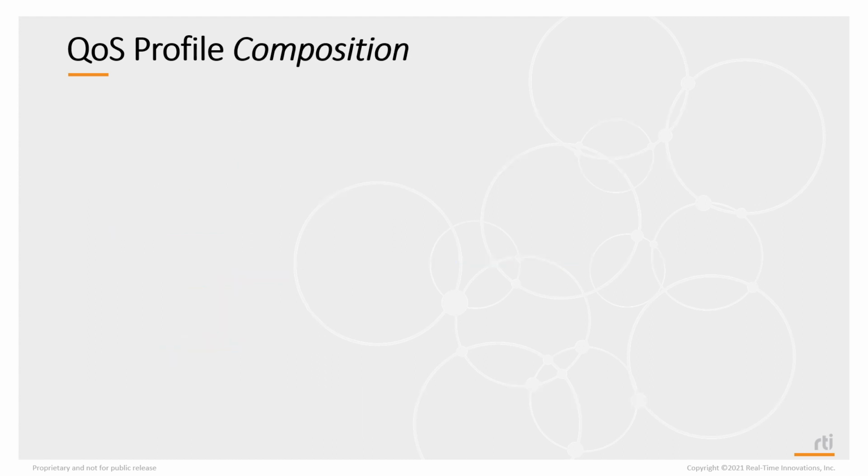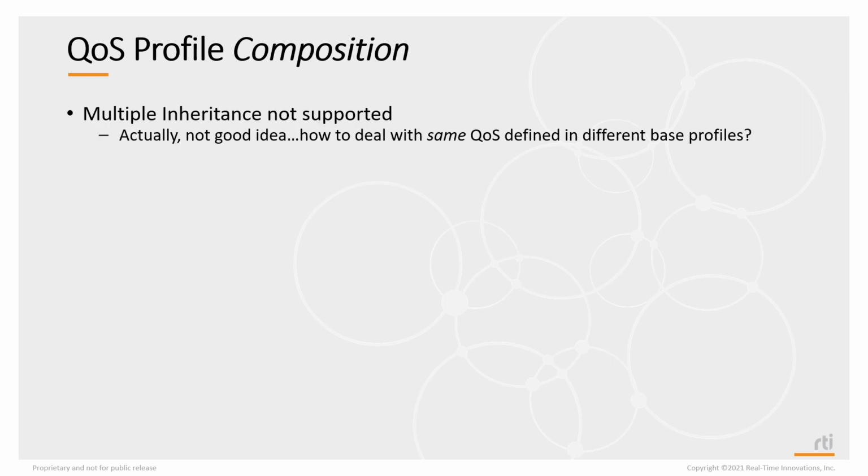QoS inheritance is not the only way to define a QoS profile from other QoS profiles. There's also QoS Profile Composition. This is provided because multiple inheritance is not supported. When you use inheritance, you can only use one QoS profile as the base profile that you're inheriting from. And this is because it's hard to define what it means to have multiple inheritance when you have the same QoS defined in multiple base profiles. Which QoS profile do you use?